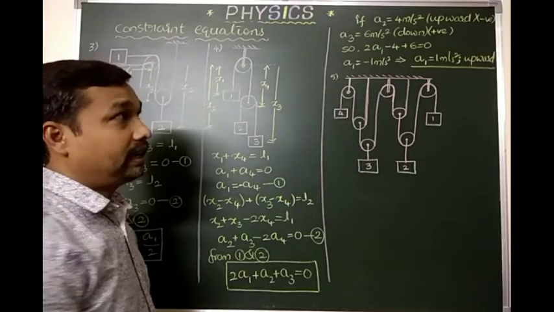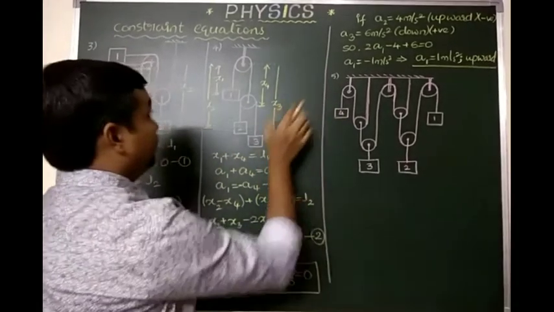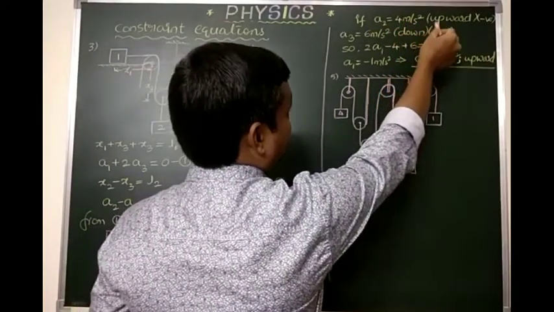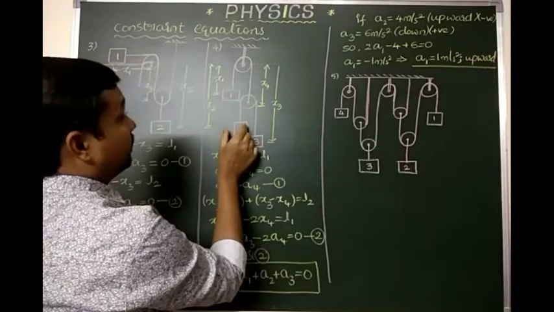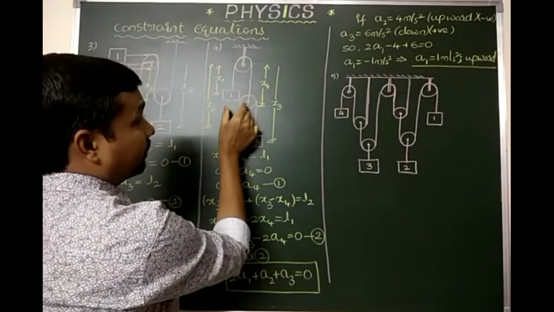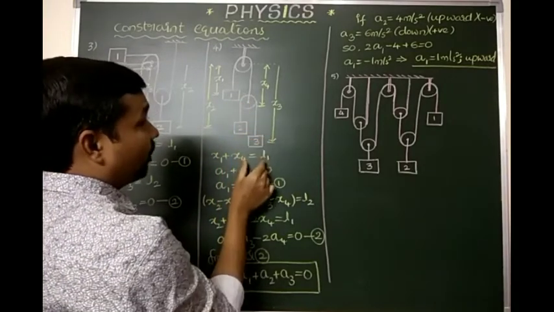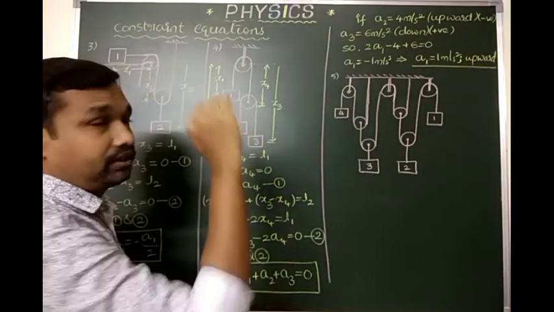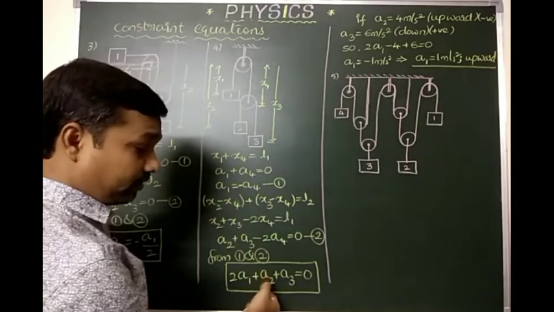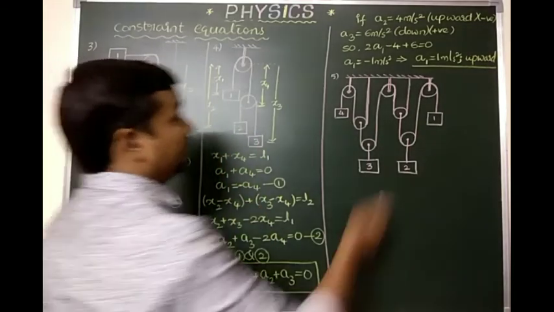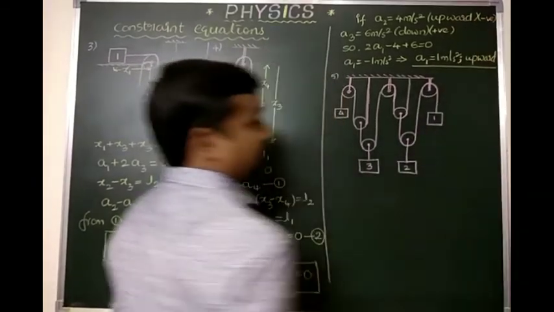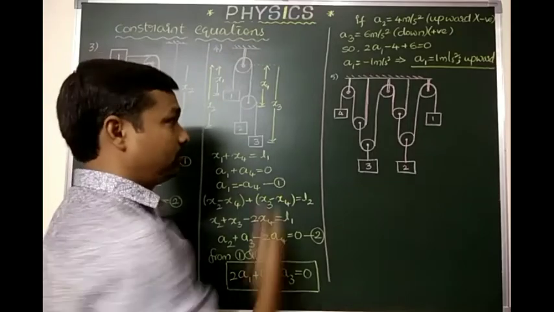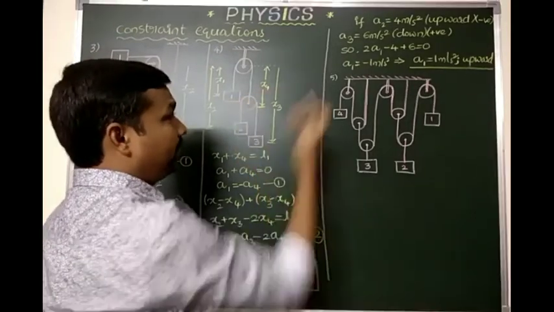If they give you a problem like this, if a2 equals 4 meter per second square in the upward direction, this is moving up, and a3 is coming down, what happens to block 1? Is it moving in the upward direction or downward direction? According to this relation we can consider: if it is upward direction, we consider it as negative. When it is coming down, we consider it as positive. Coming down positive, going up negative.